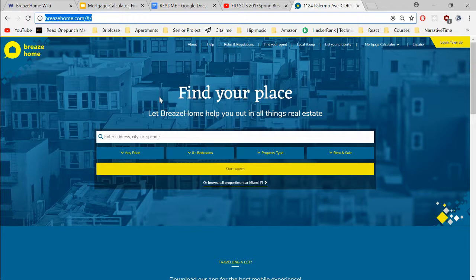My team and I created a mortgage calculator tool that allows a user to make informed decisions when buying a home. Most online real estate applications feature a mortgage calculator tool, and we actually were inspired by some of the mortgage calculator tools that are found on Trulia.com, Realtor, and Zillow. So without further ado, here is the mortgage calculator tool.